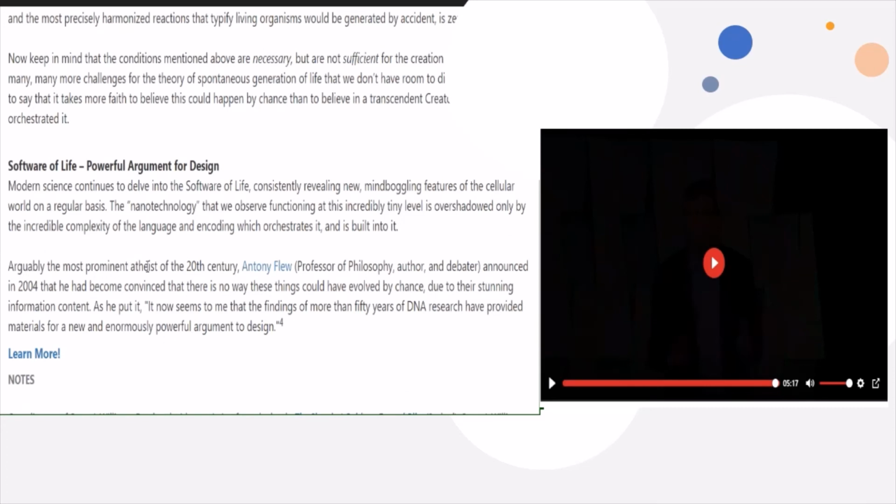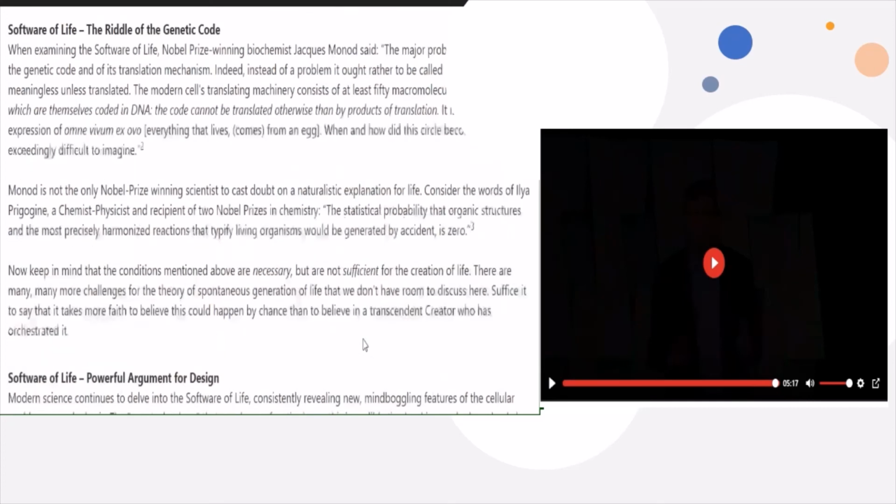Arguably the most prominent atheist of the 20th century, Antony Flew, professor of philosophy, author, and debater, announced in 2004 that he had become convinced that there is no way these things could have evolved by chance due to their stunning information content. As he put it, it now seems to me that the findings of more than 50 years of DNA research have provided materials for a new, enormously powerful argument to design.